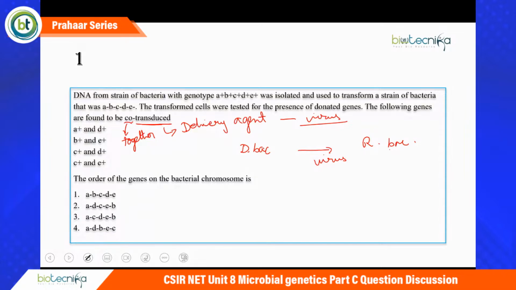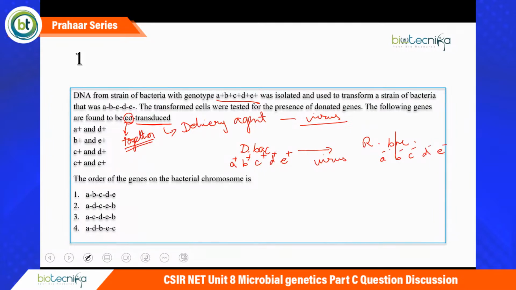Now, when I'm using co-transduction, it means two or more genes are transferred together. Okay, to transfer together, definitely one gene cannot be transferred, so more than one. It might be 2 or 3. So co-transduction will mean that two or more genes are transferred together from the donor bacteria to the recipient bacteria. Okay, so what genotype is given here? The donor bacteria's genotype is A plus, B plus, C plus, D plus, E plus, and the recipient is minus for all.